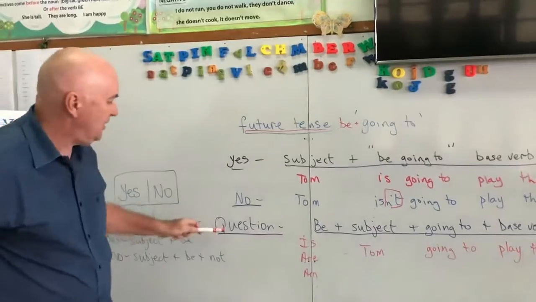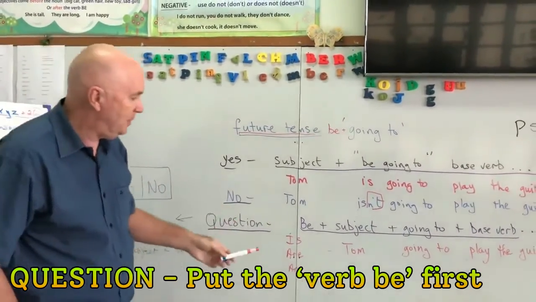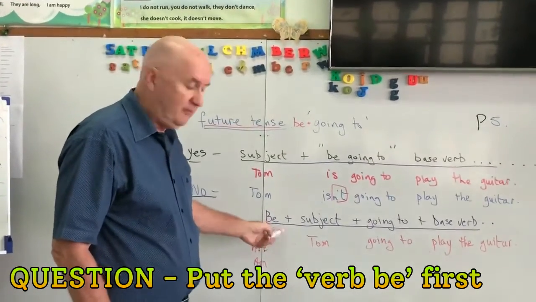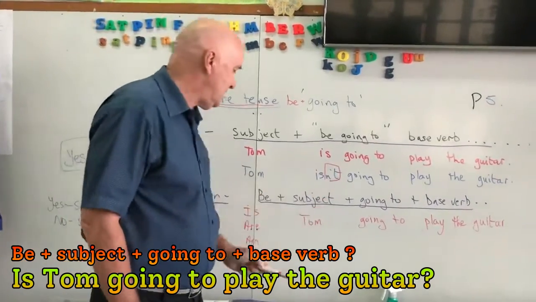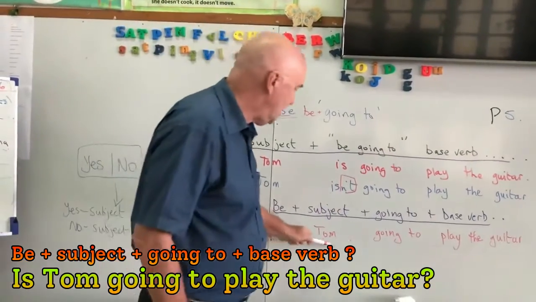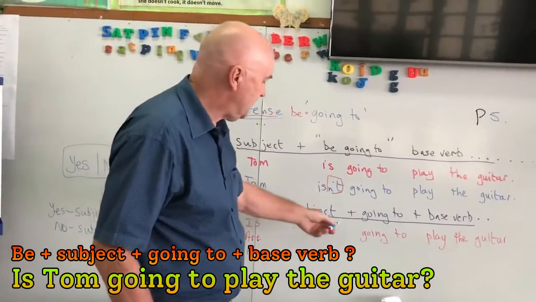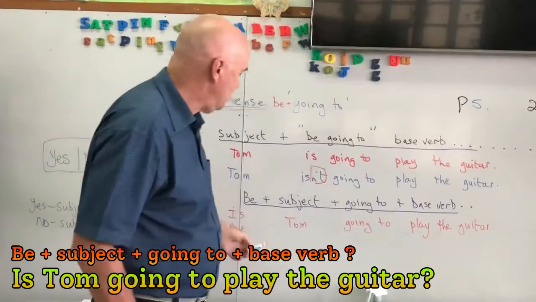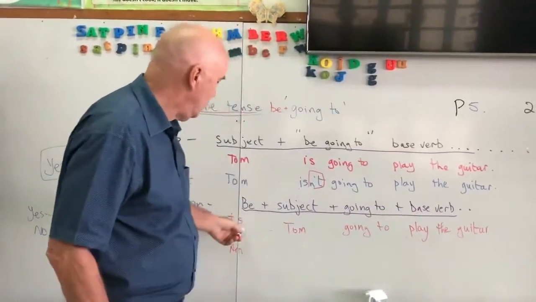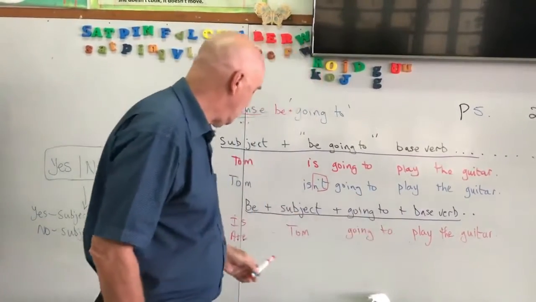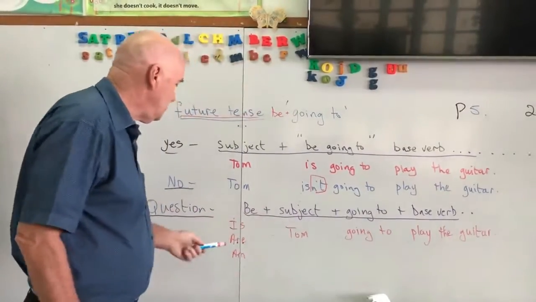And then the third thing we need to do is be able to ask a question. And to make a question with the verb be, you always put the verb be first. So it would be is, are, or am. And then in this example, it would be is Tom going to play the guitar. So be, subject, going to, and the base verb. Is Tom going to play? Are you going to? Am I going to? So that's how we do a question.